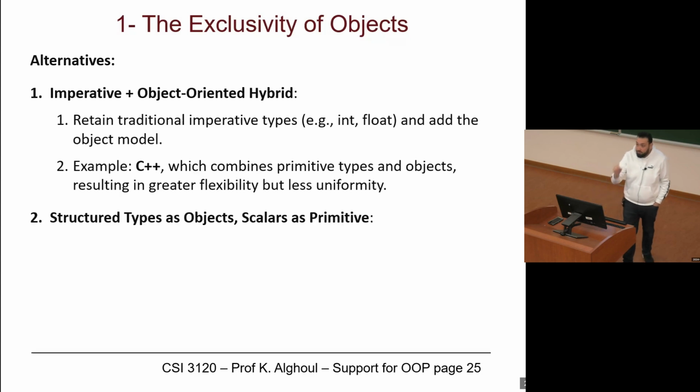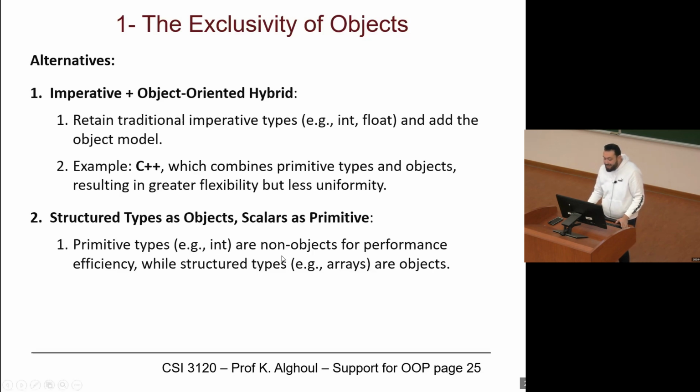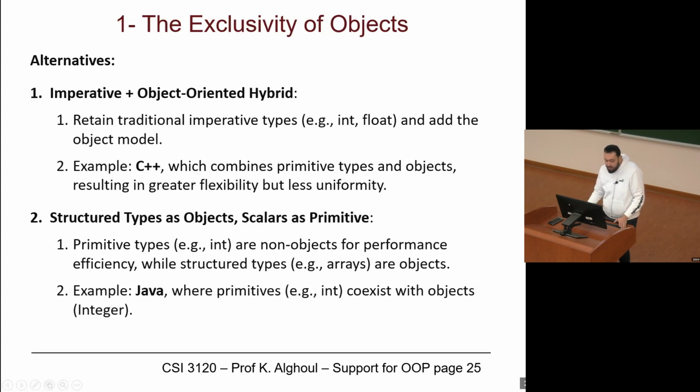Now, the other one, which is Java. Java said, okay, I'm going to support primitives, but there'll be a wrapper around them. So they have to do an extra step to support the primitives. Primitive types, for example int, are non-objects for performance efficiency, while structured types, like arrays, are objects. So there is this mix. In Java, primitives coexist with objects like Integer. That's why, if you remember from maybe the last lecture, we said that in Java, unlike C++, you have to use Integer instead of int in some of the casting and so on.